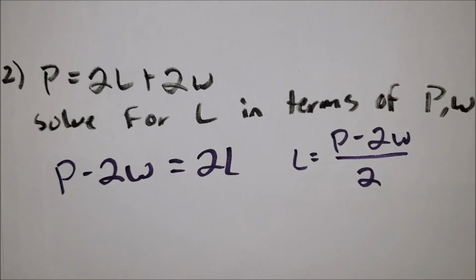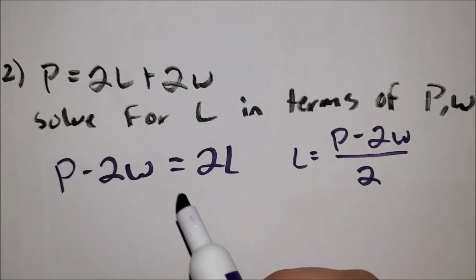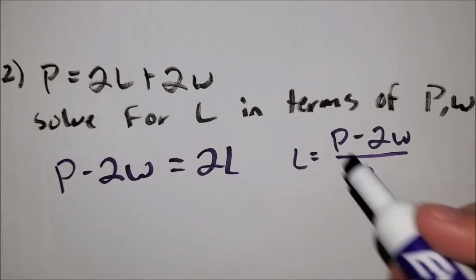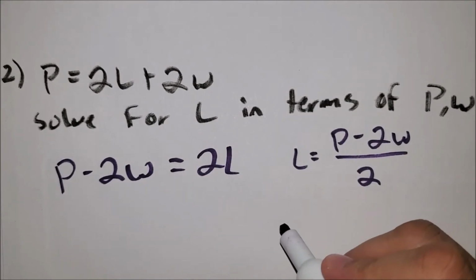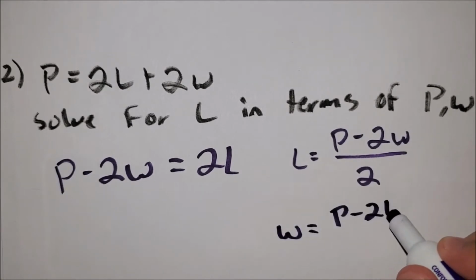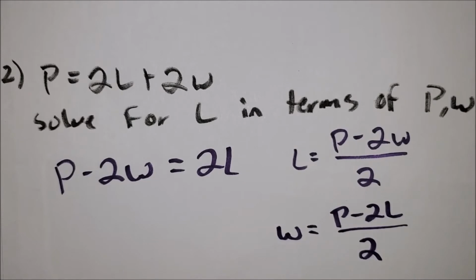Similarly, if we would have solved for W, instead of subtracting 2W from both sides, we would have subtracted 2L from both sides, and you would have ended up with W equals (P minus 2L) over 2.